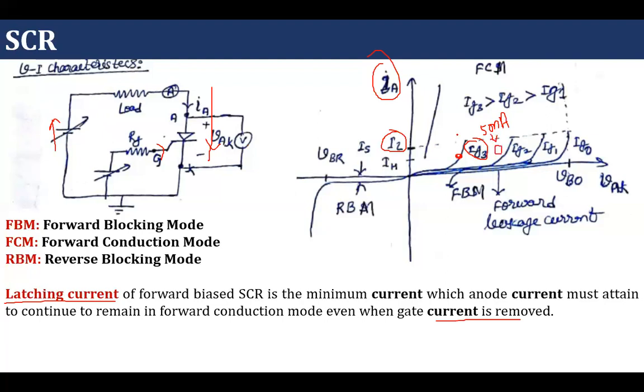So what will happen? Device will not go from this blocking mode to conduction mode. It will return back. That means it will remain in blocking mode. It means device will remain off. So to turn on the device, this point must be attained, which is known as latching current. If anode current increases beyond the latching current, device will go into forward conduction mode, and now it will be on. Even if we remove this circuit, the device will remain in forward conduction mode, and the minimum amount of anode current after which device goes into fully conduction mode, that is known as latching current.